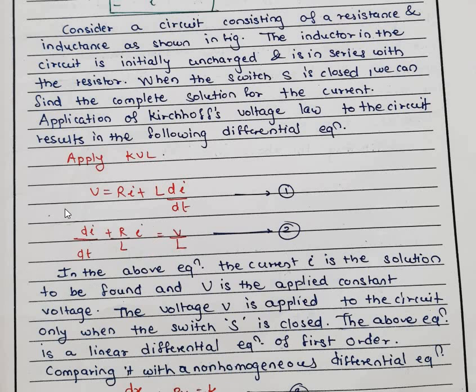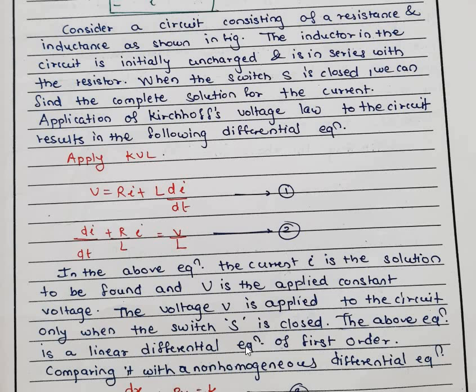I want to make it in the standard form of a non-homogeneous linear differential equation of first order. So that is why this becomes dx by dt plus px is equal to k. In the above equation, I is the solution to be found and V is the applied constant voltage. We are going to solve this equation for I. Only when the switch is closed is the voltage applied.